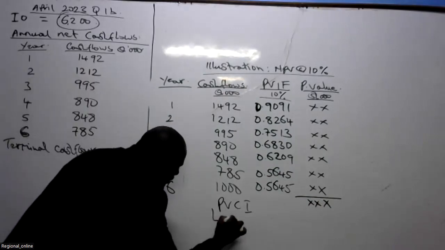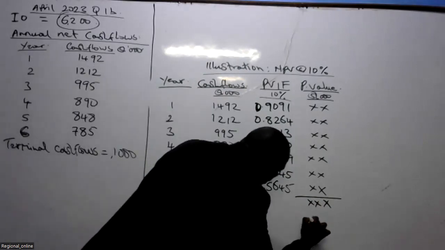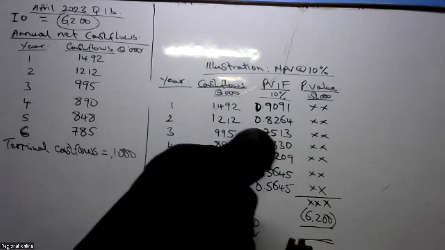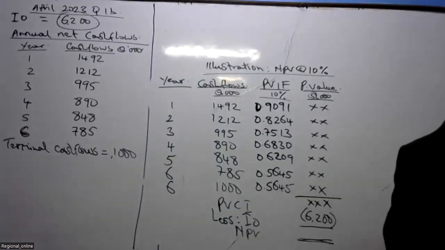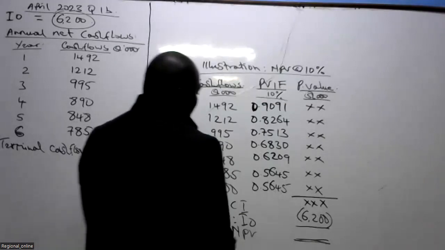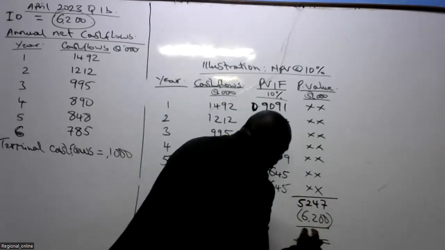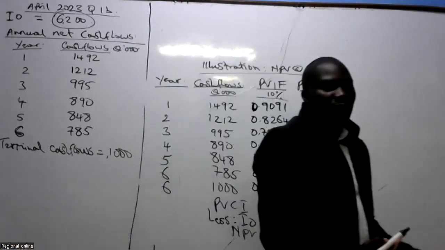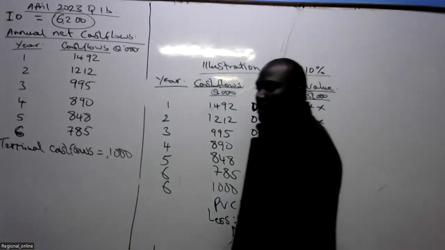Then we less what? We less the initial outlay. How much was our initial outlay? 6,200. So the difference becomes the NPV. The PVCI is how much? 5247. So you have a negative of 952. So the advice: the project should be rejected.